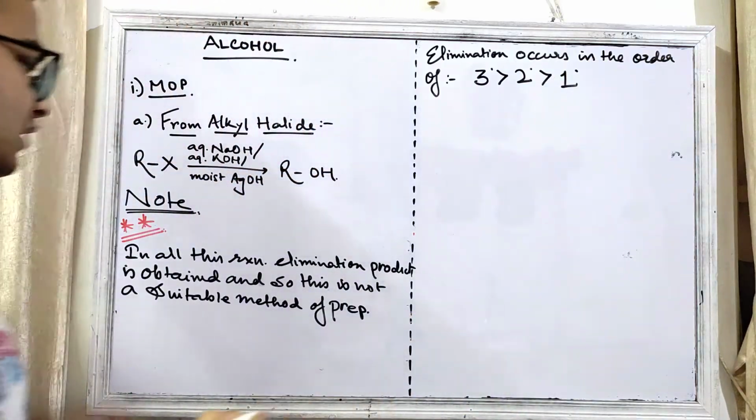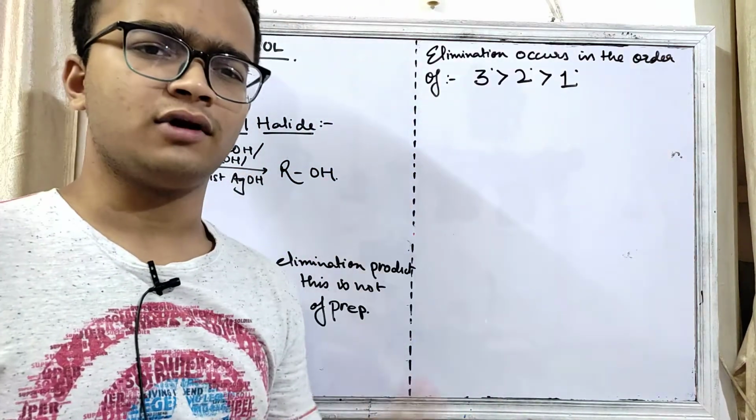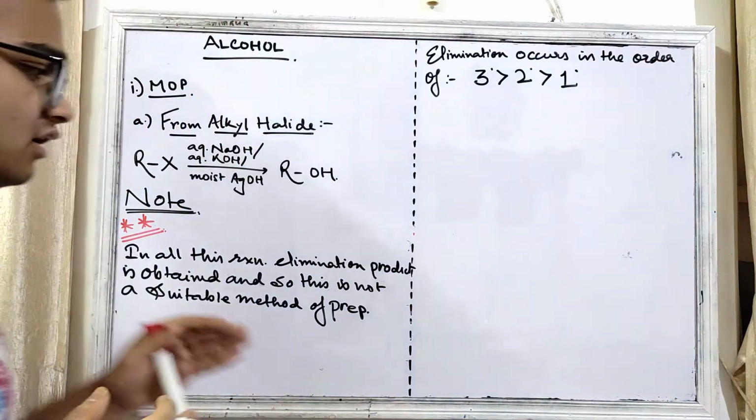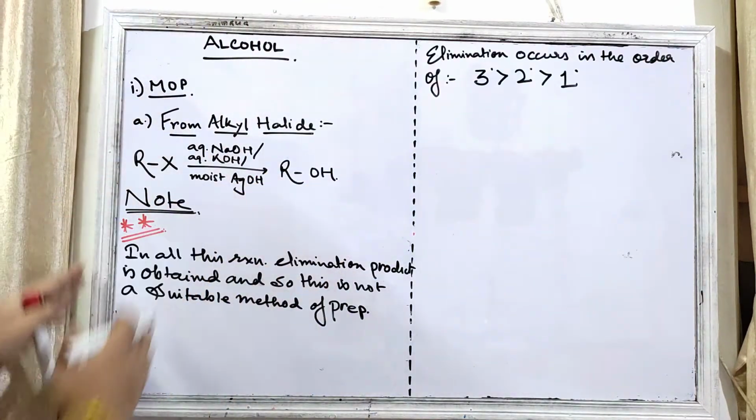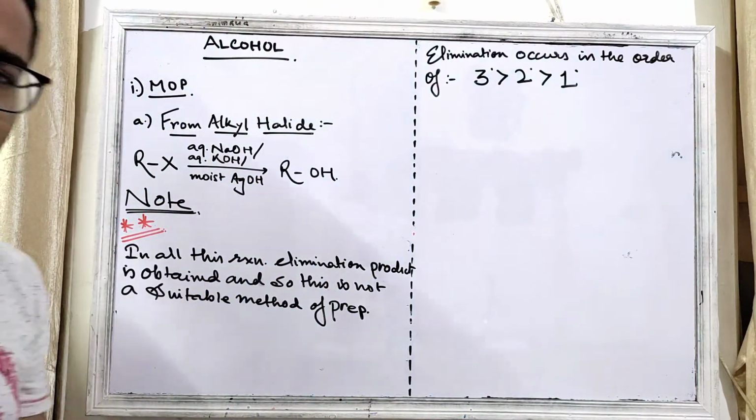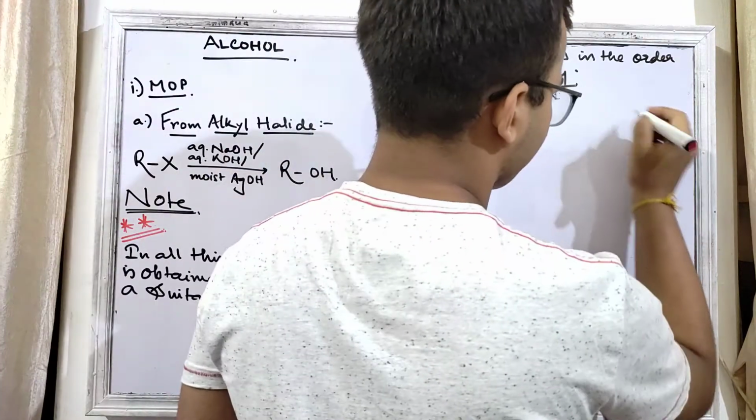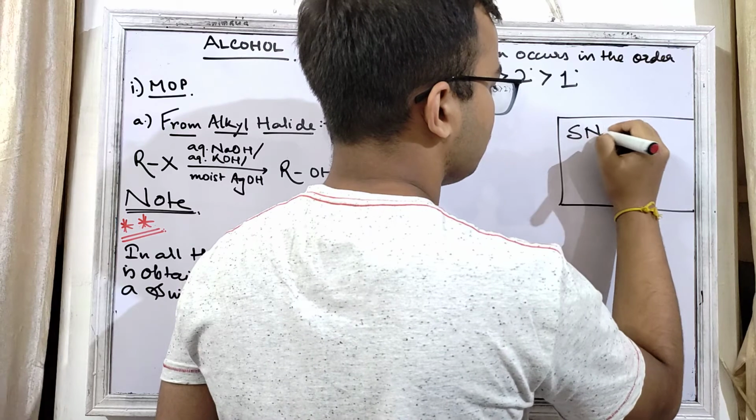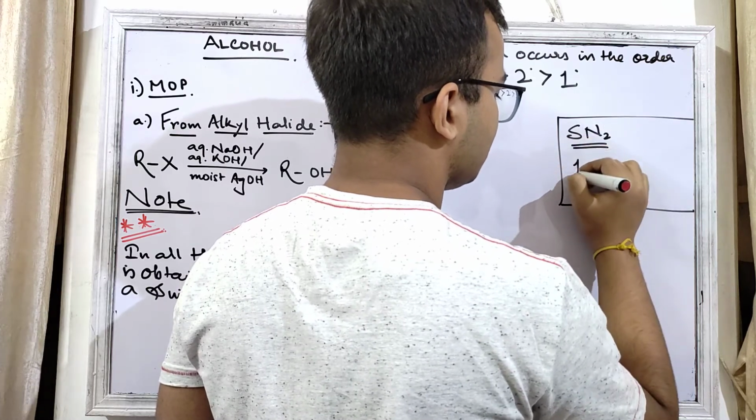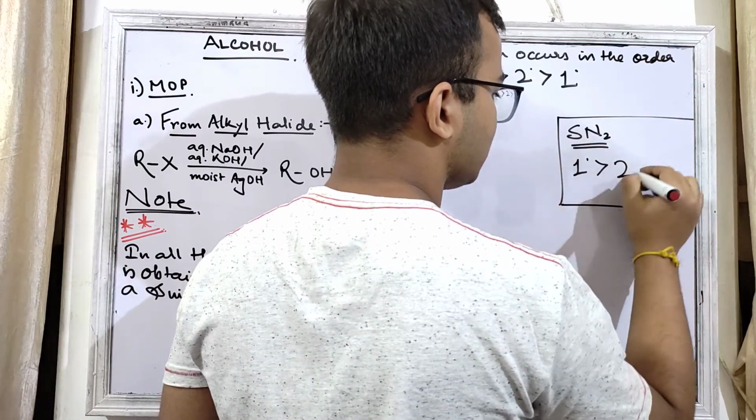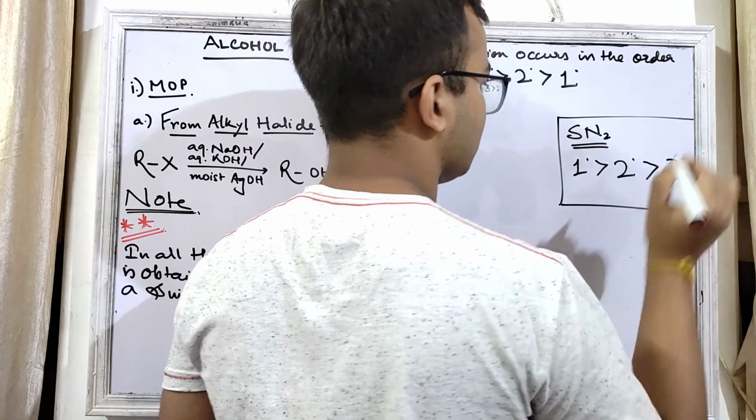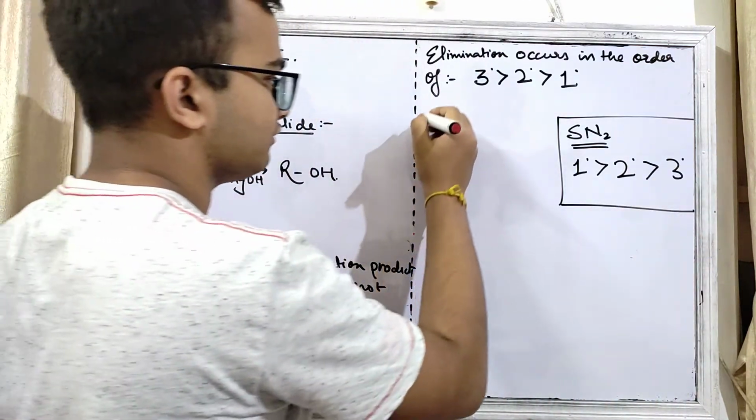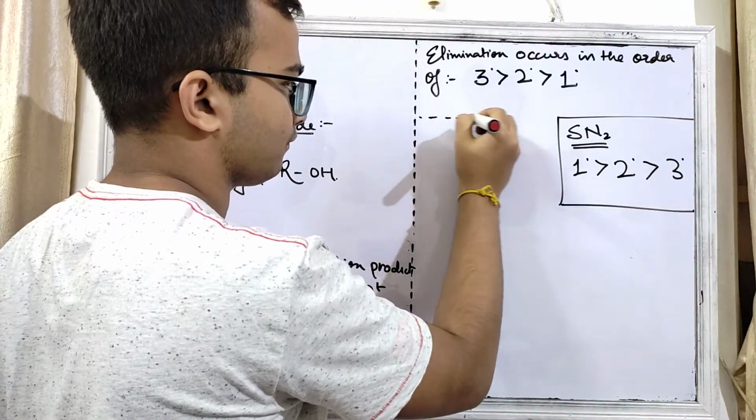That means when the alkyl halide is 3 degree, elimination product is formed as a major, and if it is 1 degree, then obviously SN2 is preferred. SN2, if you remember, occurs in the order 1 degree more than 2 degree more than 3 degree, right? We will understand this with the help of an example.